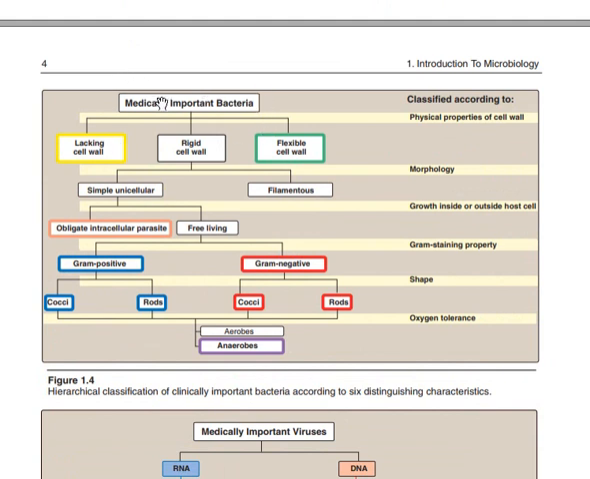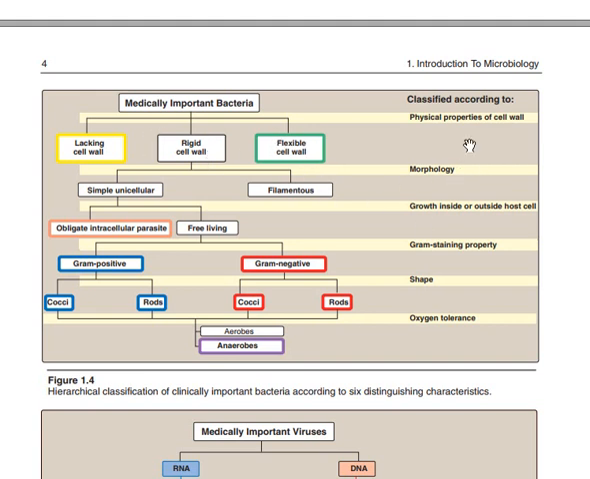Now the medically important bacteria, we have one that lacks cell wall. We have the second one, which has rigid cell wall, and the third one is the one which has flexible cell wall. So that is the classification based on the cell wall properties. Is it clear? So the classification based on the cell wall properties: we have lacking cell wall, we have rigid cell wall, and we have flexible cell wall.